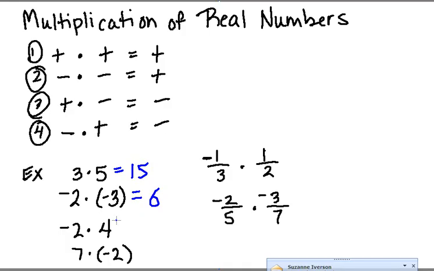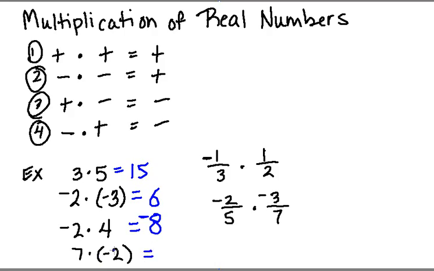Here we have negative 2 times 4. Well, first of all, we're going to say 2 times 4 is 8, and then we're going to look at the sign. I see that I have a negative times a positive, so my answer is going to be negative. In other words, if one of my signs is negative and I only have two things I'm multiplying, then my answer is going to be negative.